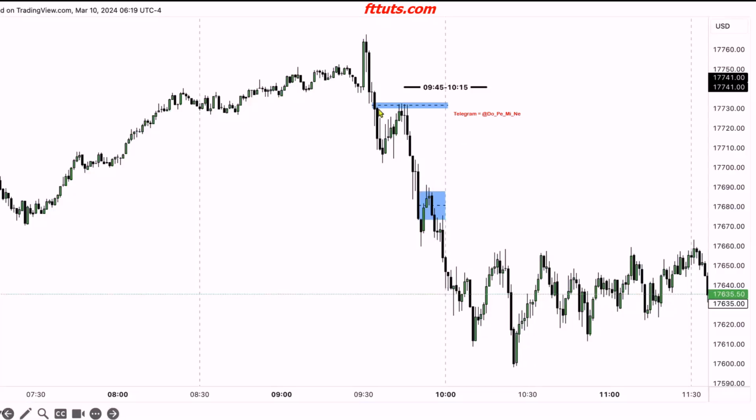Notice that this delivery right here is beautiful algorithmic price delivery where you see every single premium array gets utilized as resistance on price to continue lower. Market consolidates right here, eventually goes even lower.